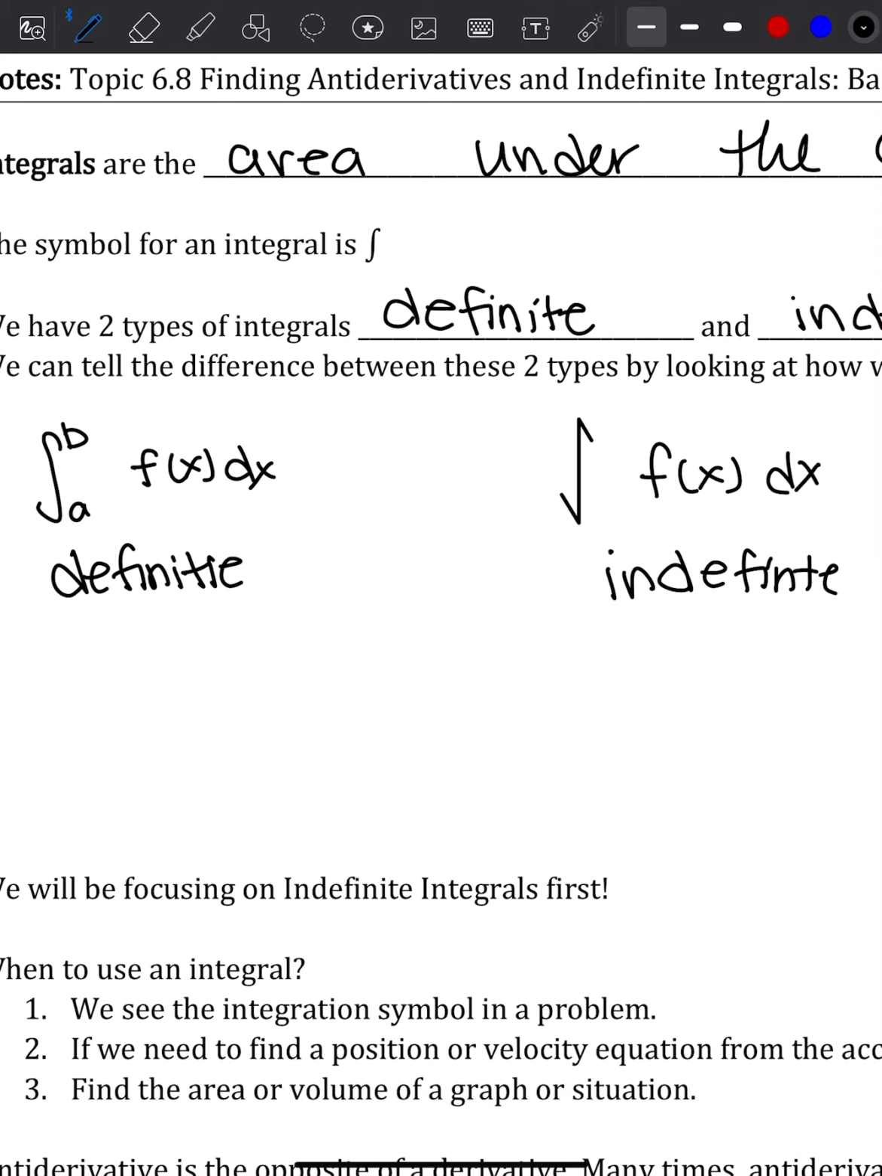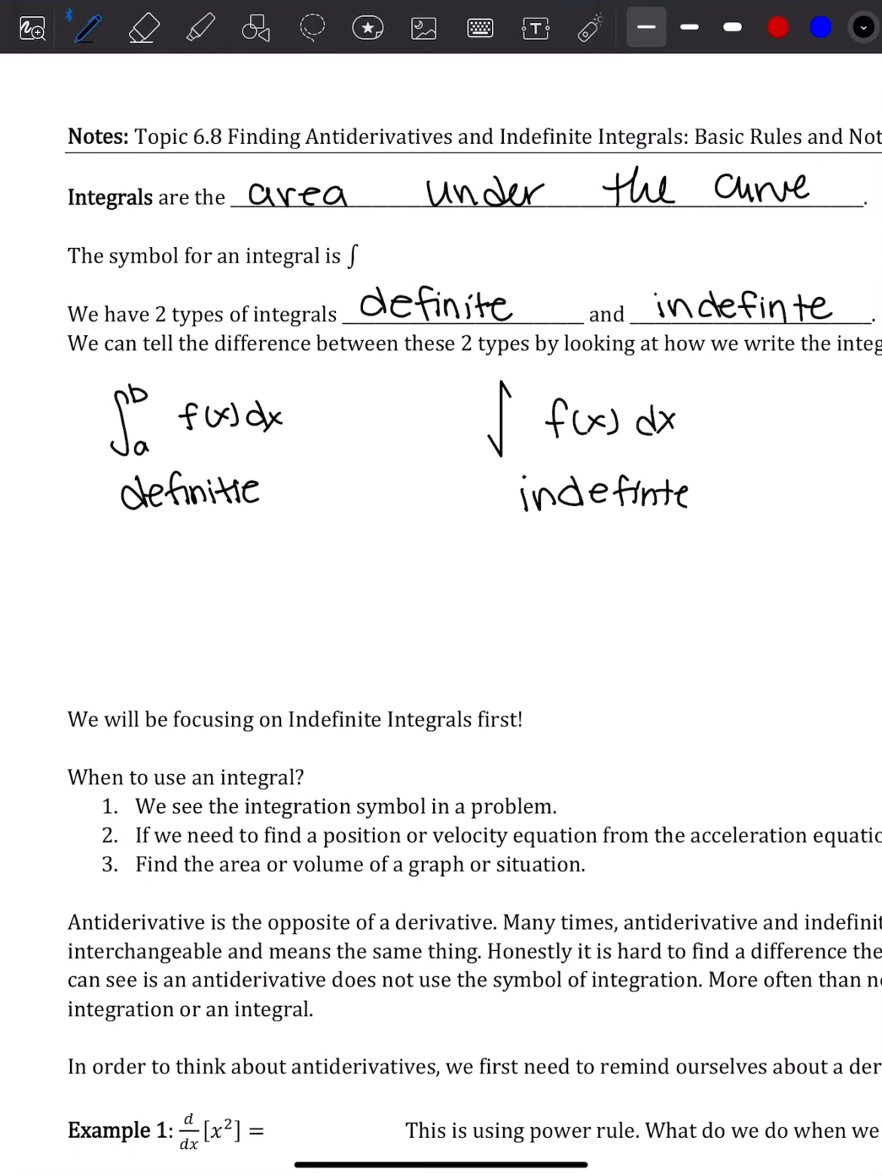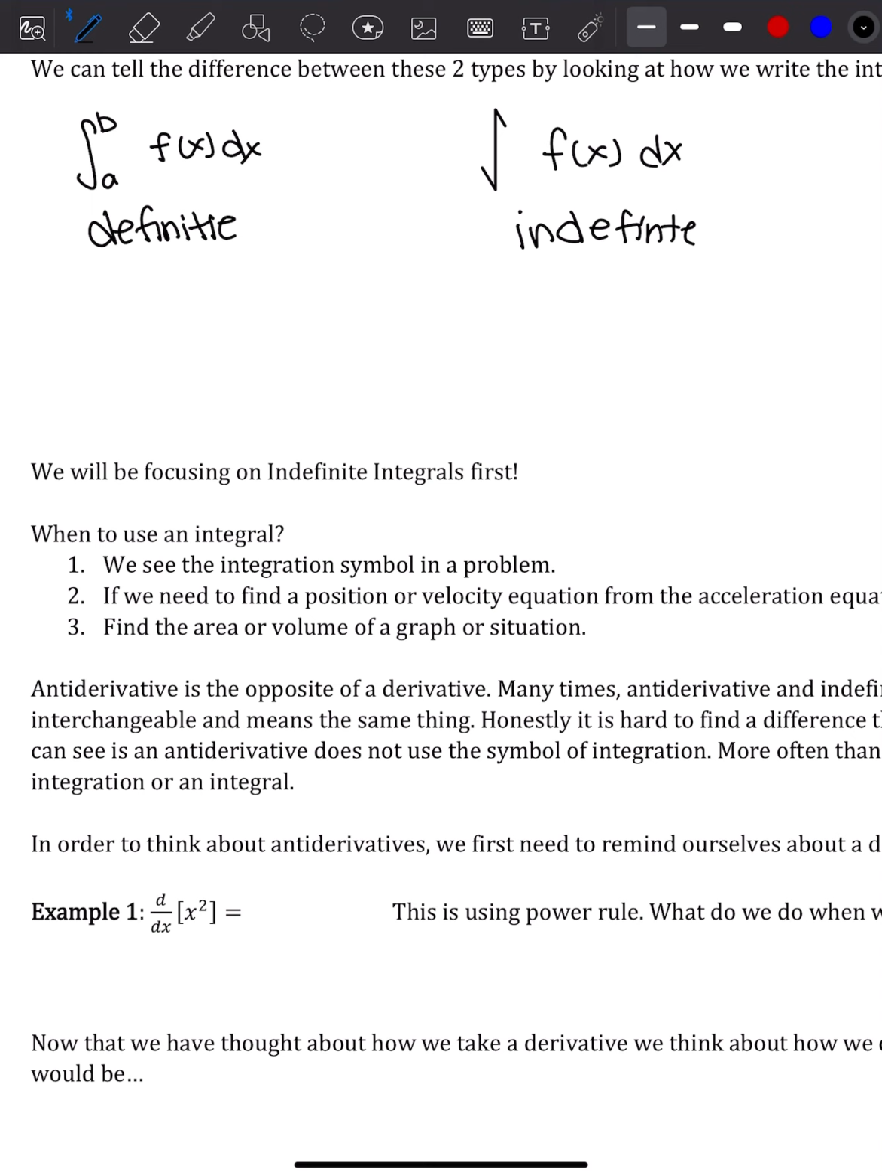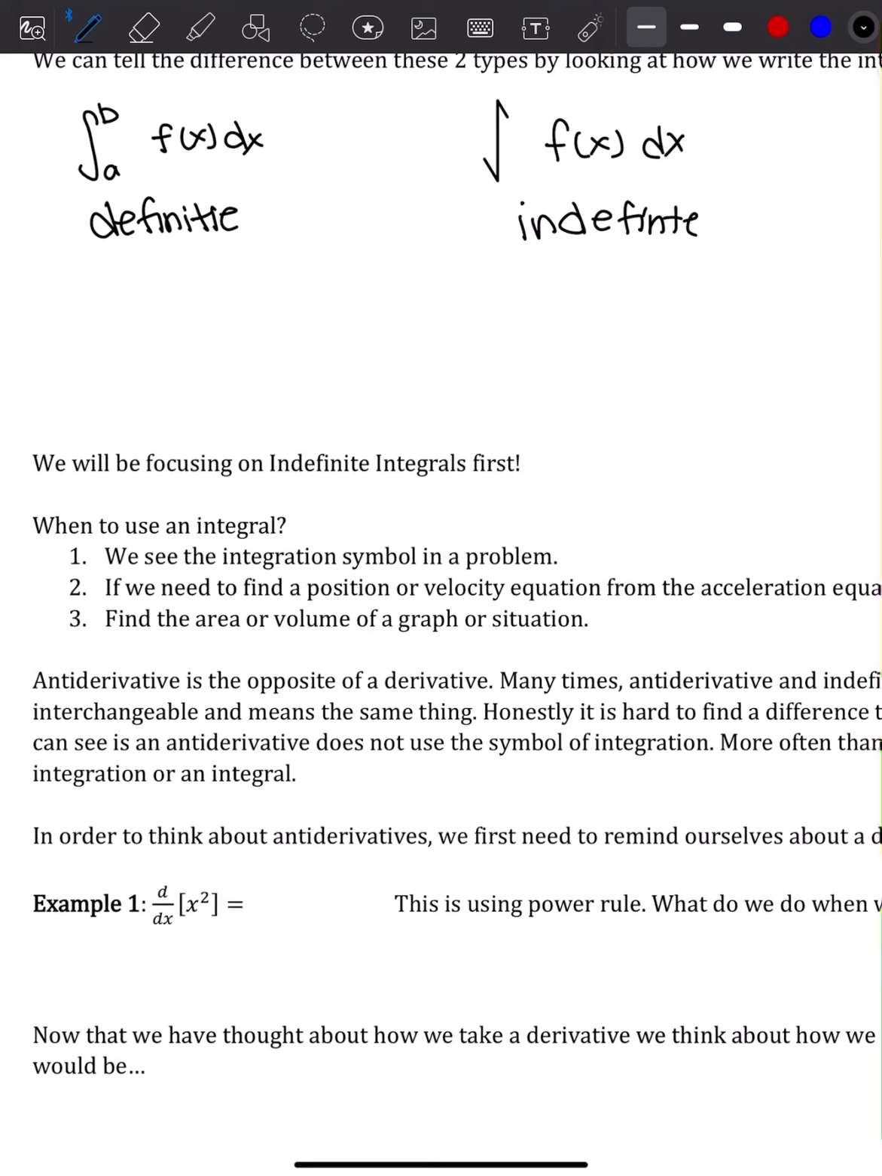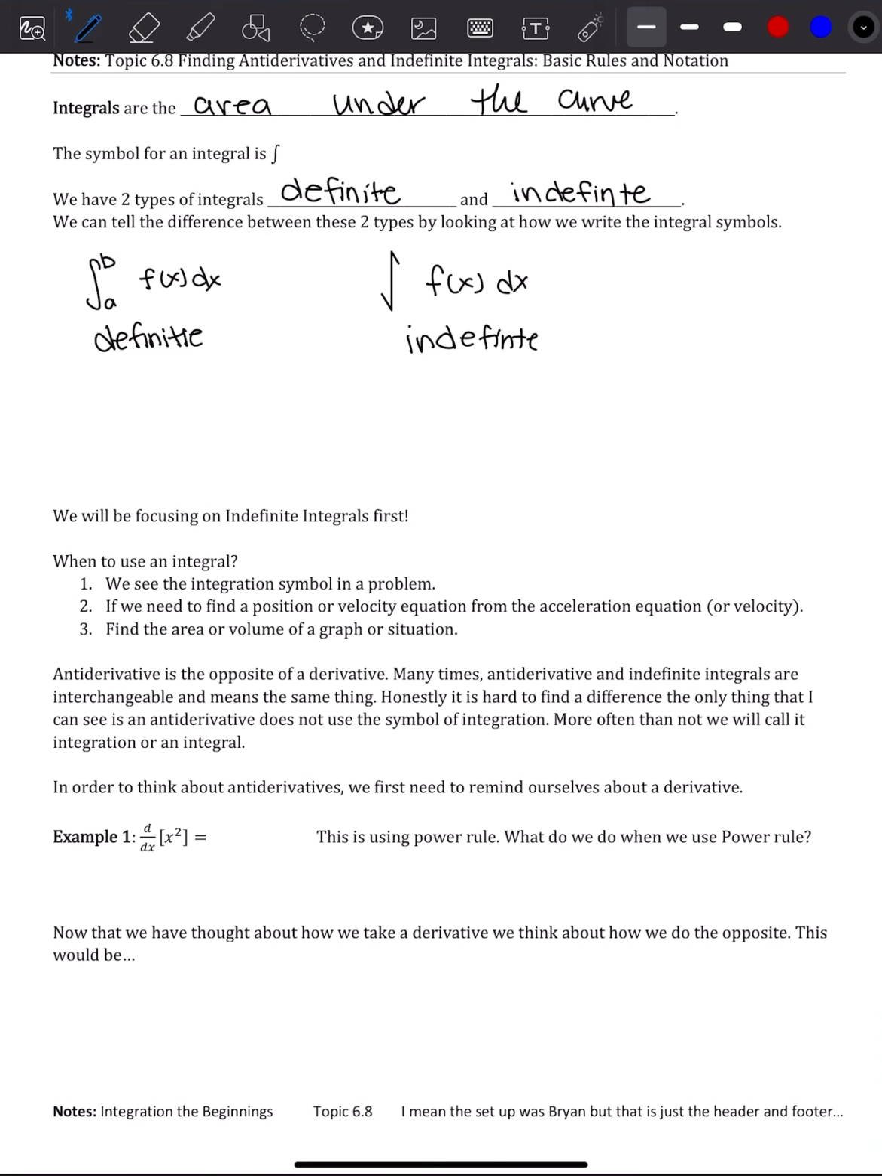One is generally going to give us a number, versus the other one, which is going to give us an equation. So now that we've spent a little bit of time and we know this notation a little bit more, we're going to be focusing on indefinite integrals here, so that we can get used to doing what we need to in order to find these values or equations.